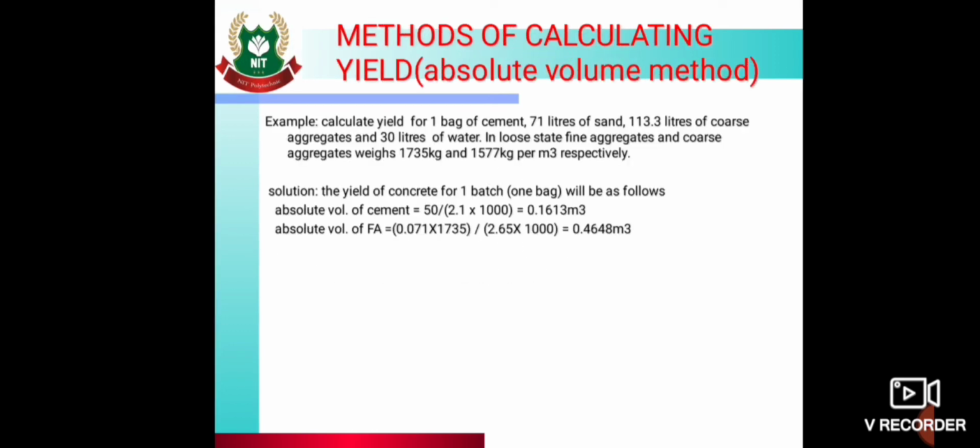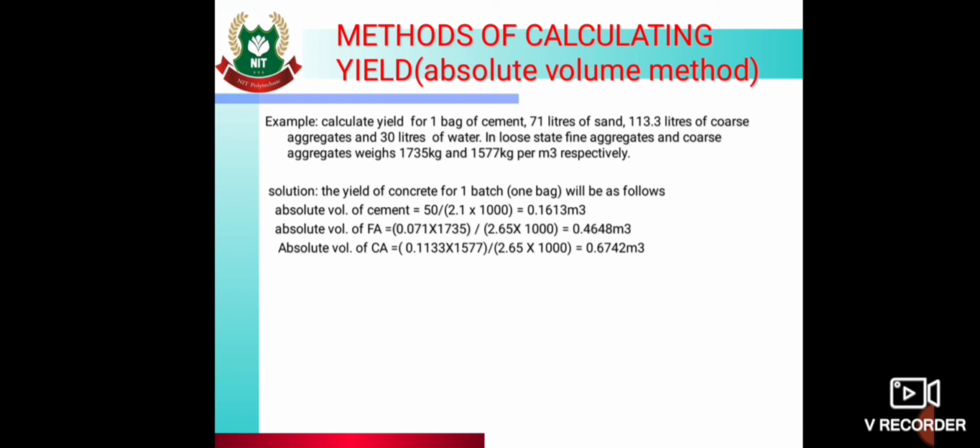So here we get the value as 0.1613 meter cube. So absolute volume of fine aggregates, again we have to use that formula. So we have given fine aggregates in volume also and in weight also. So we will multiply volume of sand with weight of sand upon specific gravity, that is 2.65, into weight of water per meter cube, that is 1000. So value is 0.4648 meter cube.